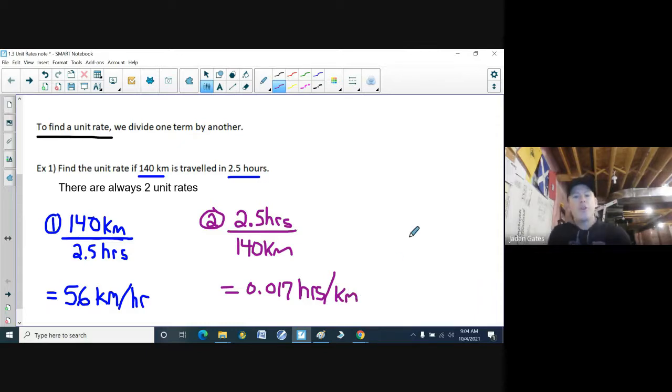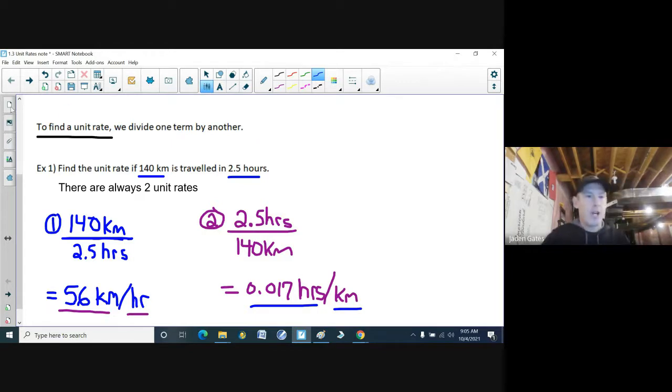So those are both unit rates that describe this person traveling. The first one is most common in our day and age, 56 kilometers per hour. But it wouldn't be wrong to say that this person is traveling 0.017 hours per kilometer. One is telling you how much distance they travel in 1 hour, and the other is telling you how long it takes to travel 1 kilometer. So again, there's two different unit rates. It depends on which you divide by which.